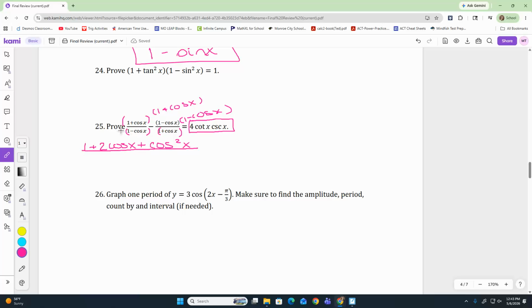On the bottom, if you FOIL, you get 1 plus cosine x and minus cosine x cancel. Minus cosine squared. Right, second one, we're multiplying by 1 minus cosine. So we get 1 minus cosine and minus cosine is minus 2 cosine x plus cosine squared x. And on the bottom, we FOIL and get 1 minus cosine squared x.